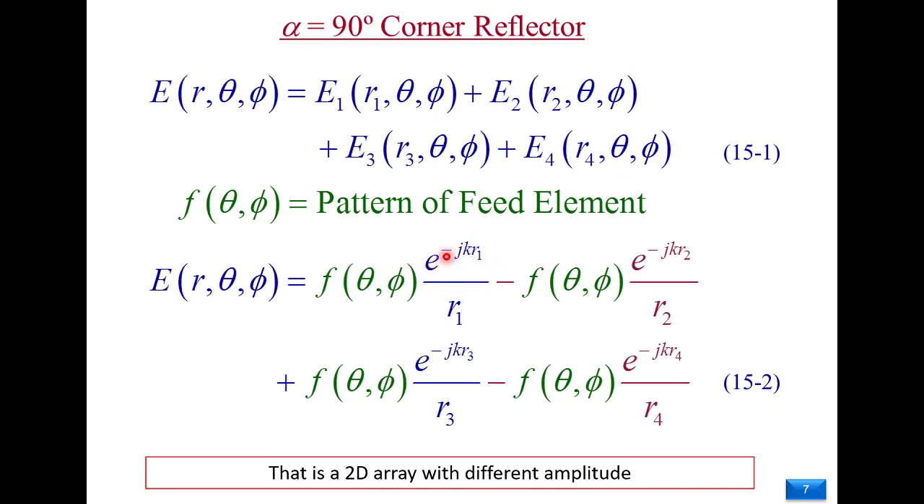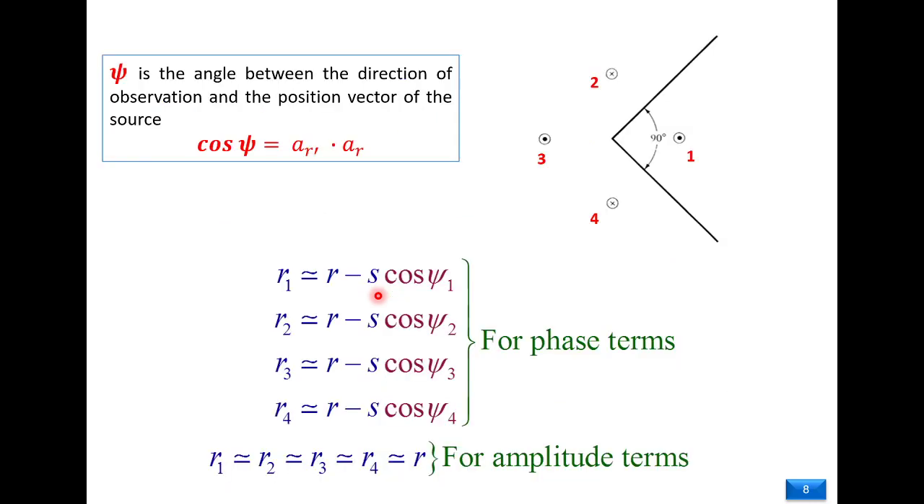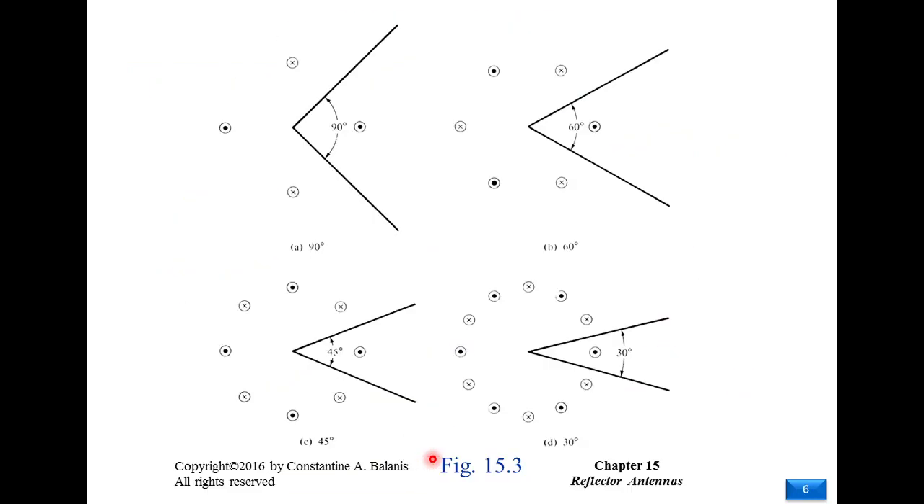Any element is e to the minus jk r1 divided by r1, where r1 is the distance from the center of the source to the observation point, and we have the very famous approximations that we did for the amplitude terms. We approximate all the elements to be the same value r, which is from the origin to the observation point. The origin in this case, for example, would be this point.